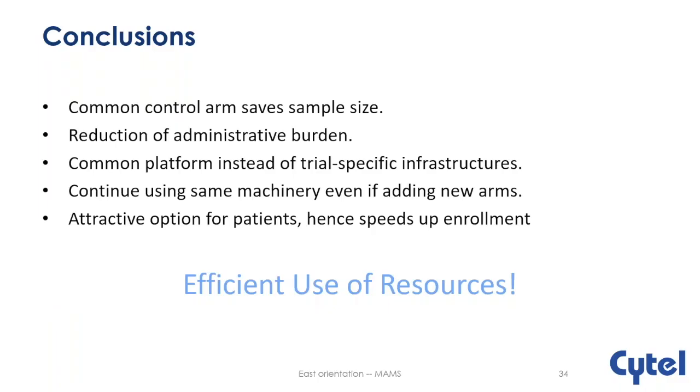And I hope that all these help you conclude that having a common control arm does save sample size, it reduces the administrative burden, and now we have a common platform instead of trial-specific infrastructures. We continue using the same machinery, even if adding new arms, and it is a much more attractive option for patients, and hence speeds up enrollment, because a subject going into the study will have a bigger chance of getting into an experimental treatment. So overall, it gives you a more efficient use of the resources.